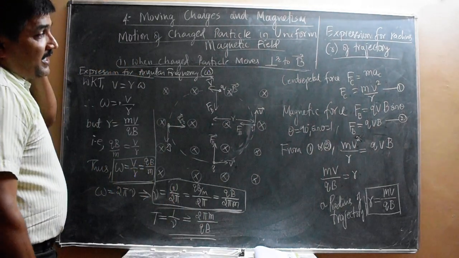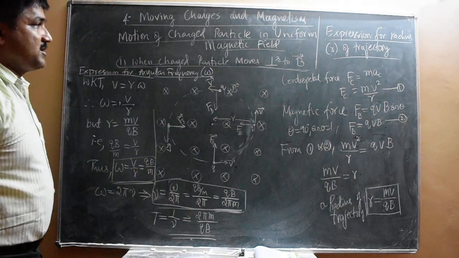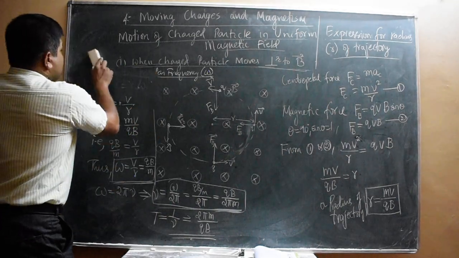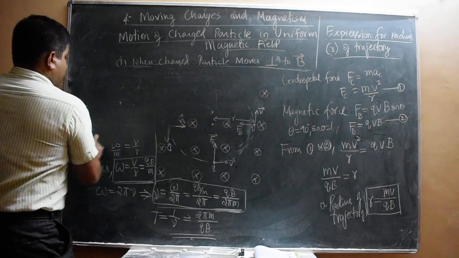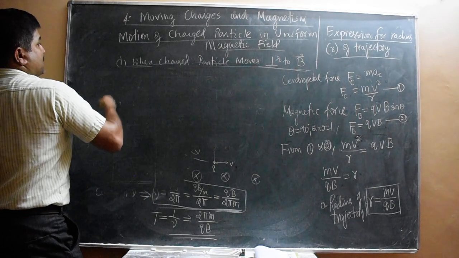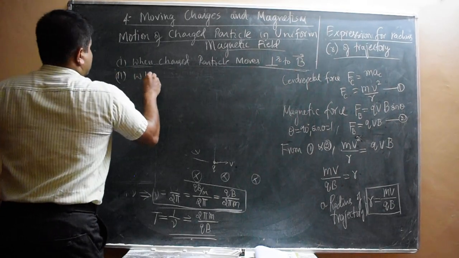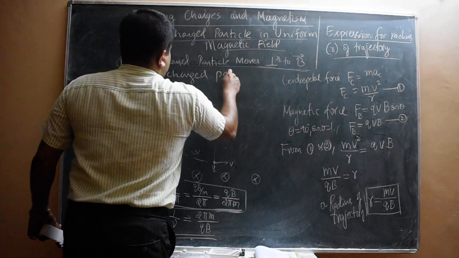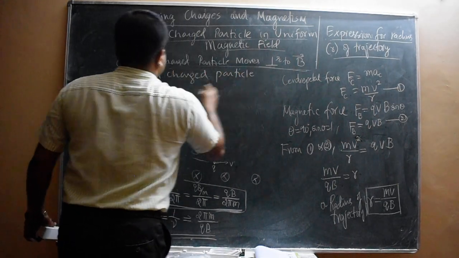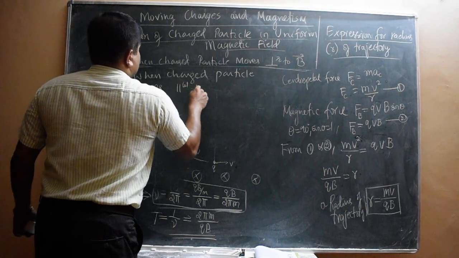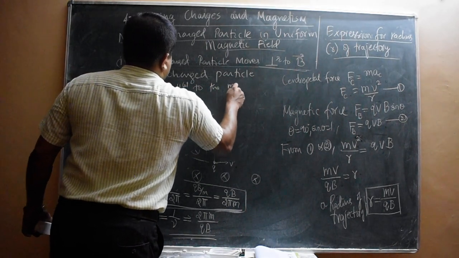Now we go to the second case, when the charged particle moves parallel to the magnetic field or anti-parallel to the magnetic field. Parallel to the magnetic field means the magnetic force experienced by the charge. Second one, when the charged particle moves parallel to the magnetic field.